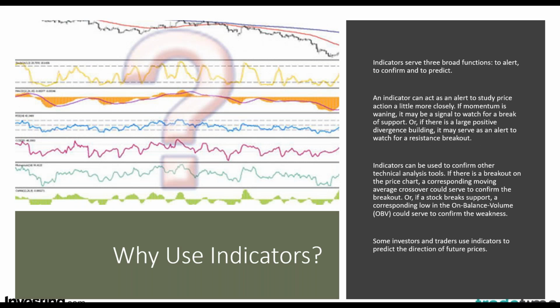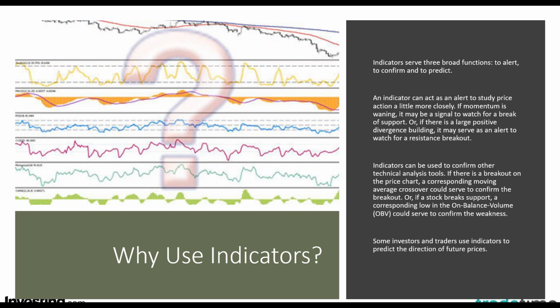Now, indicators serve three broad functions: to alert, to confirm, and to predict. An indicator can act as an alert to study price action a little closer. That's all it's doing. It's hitting you in the back of the head and saying, hey, smarty, pay a little attention here. Figure out something might be happening. That's all it's really doing. There's very few indicators that actually give you buy signals, say buy right now, period, the end. They're saying, here's a buy signal or buy alert. Now go do some other analysis and always apply your risk management.